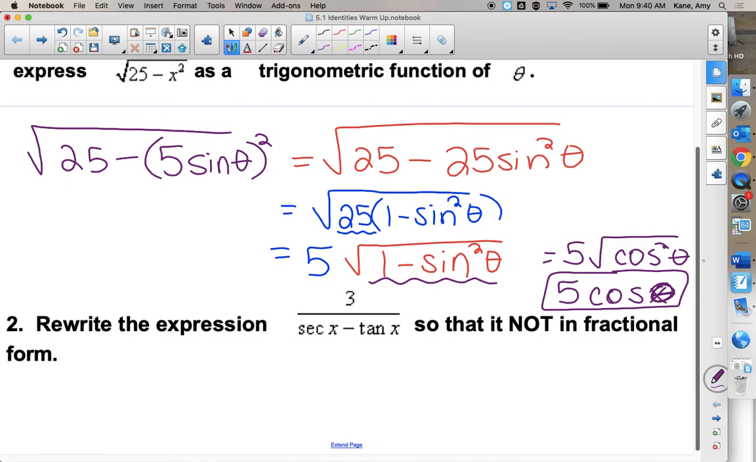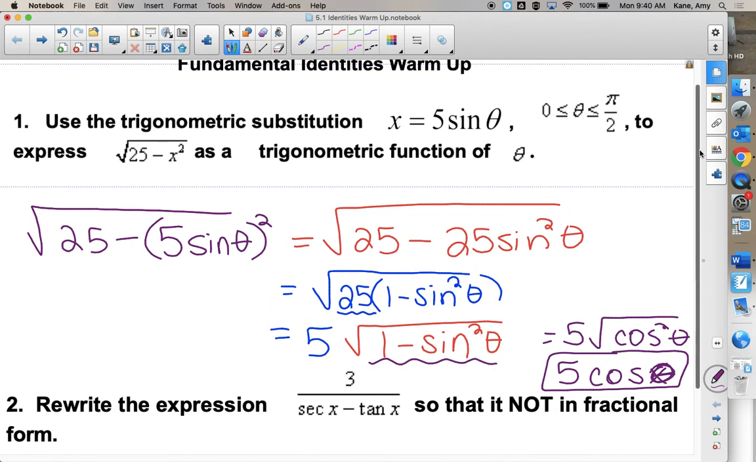Questions? So don't let the wording confuse you. Substitute it in. Really, you're just trying to simplify it. And it's a positive. We're not worrying about the plus or minus, even though we took a square root. And that's because the information at the top specifically says the angle is between 0 and pi over 2. So you're not going to have a plus or minus in the answer.